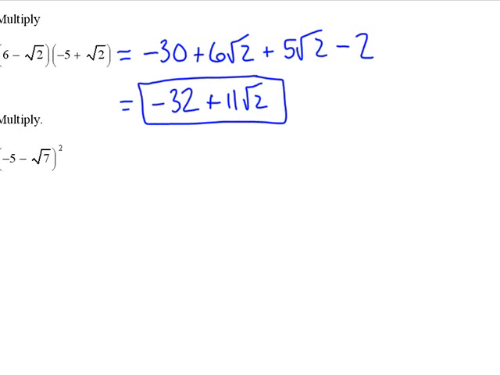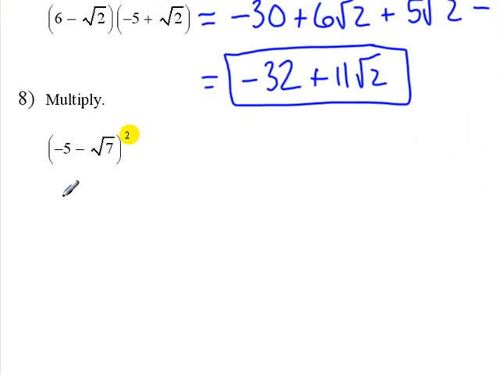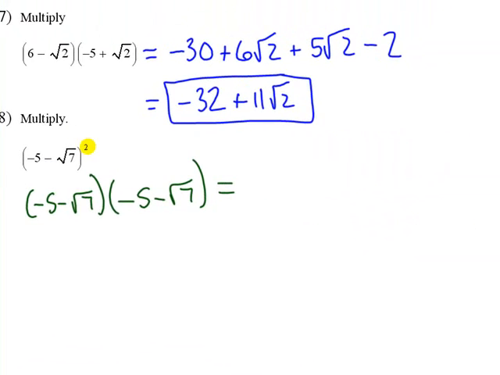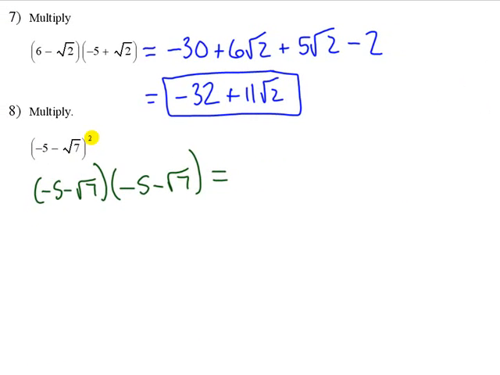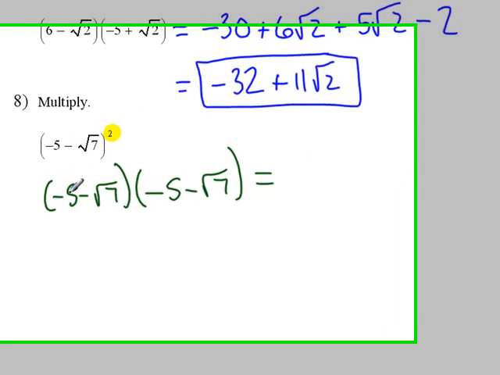Number 8, we're asked to square. But remember, when we're asked to square, we're actually asked to take that thing, negative 5 minus root 7, times itself, negative 5 minus root 7. That's what squaring means. It doesn't just mean square that thing and write it down. That's not going to work with addition and subtraction, with binomials here. We have to actually multiply the number times itself. So let's go ahead and follow this through.